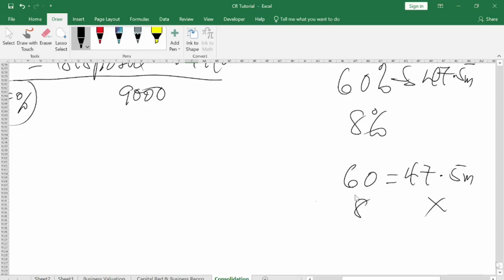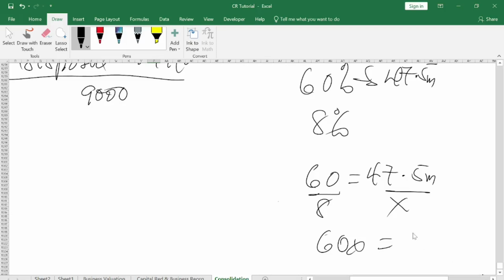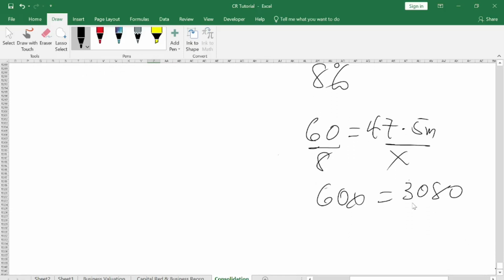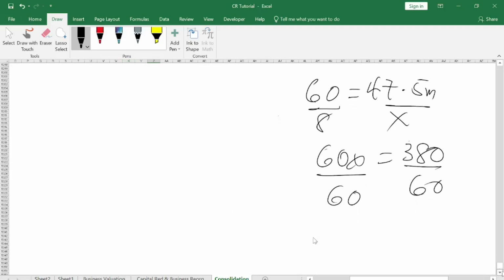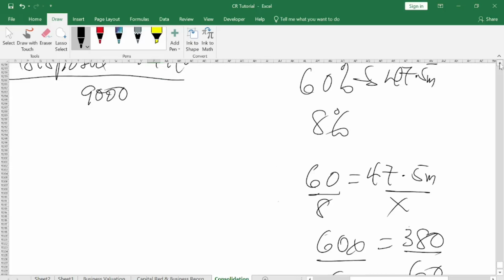So you say 60x is equal to, when you multiply this one by this, what do you get? You get 380. Then you divide both sides by 60. What do you get? 6.3. Do you understand? Do you follow the analogy? Oh yeah, I get this one. So x will be 6.3. I hope you follow this simple thing that I just did.